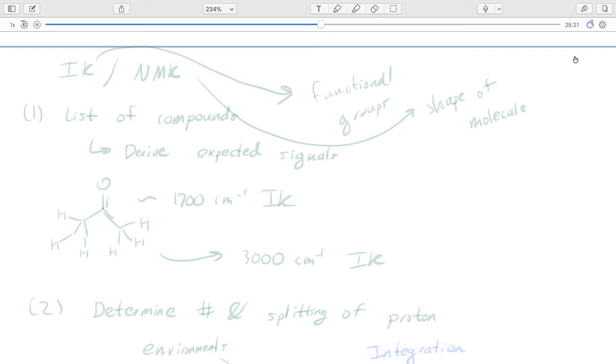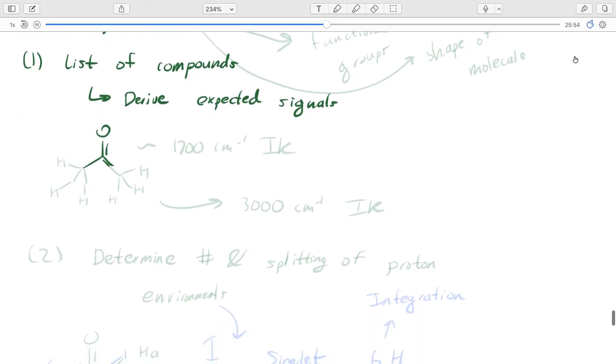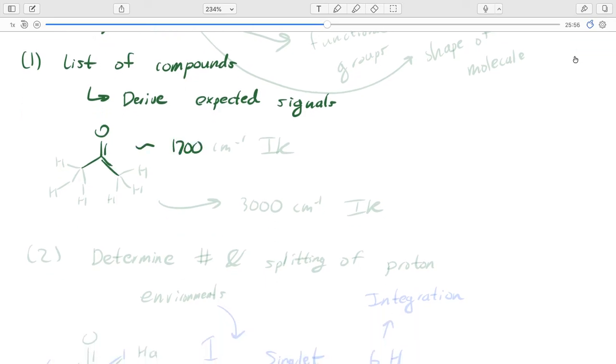So, IR and NMR strategy. You get your list of compounds, whatever they might be, and derive expected signals. So if we have a carbonyl group, we say, okay, we should expect something around 1700 inverse centimeters.